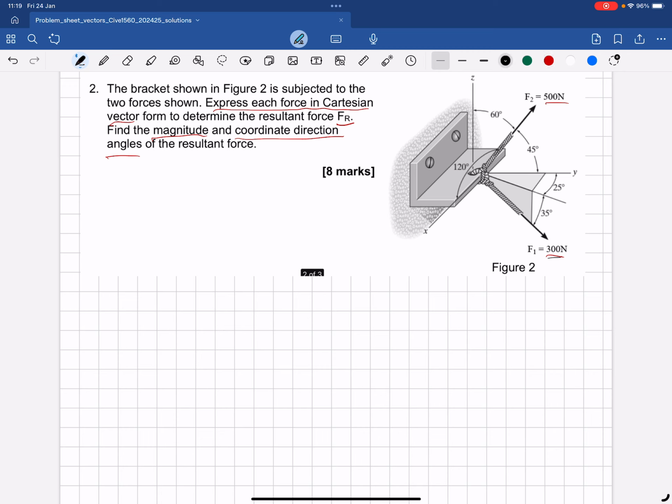Now, what we need to do is really understand what diagram we've got and the geometry of the situation. So let's see, we've got F1 and the magnitude. This is not a vector in this statement. It's 300 newtons. We've got alpha 1, the angle with the x-axis, is 90 minus 25 degrees, 65 degrees. Beta 1 is the angle with the y-axis, is 25 degrees. Gamma 1 is equal to minus 35 degrees.